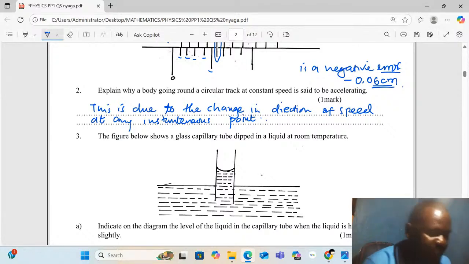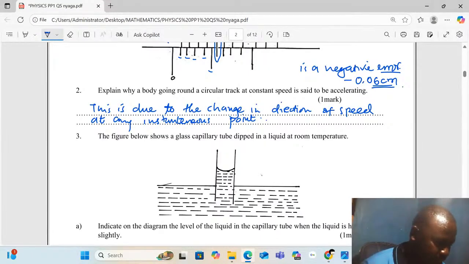So that is the main issue as to why this body is said to be accelerating. Remember, the speed is constant, but the direction is the one that is changing. That is why we say that this body is accelerating.